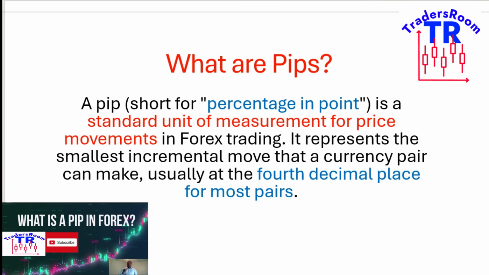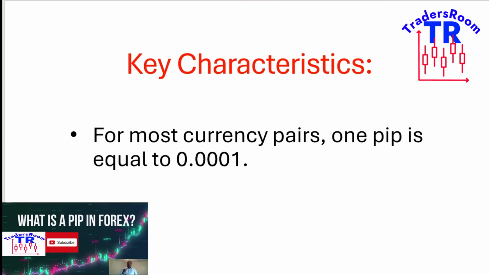Let's say, for example, we want to know what is one pip. For example, 0.0001, that is one pip. So it is the fourth decimal place. We can find out here, this is 1, this is 2, this is 3, this is 4. Please don't mind my writing. So the fourth decimal place, that is the pip.